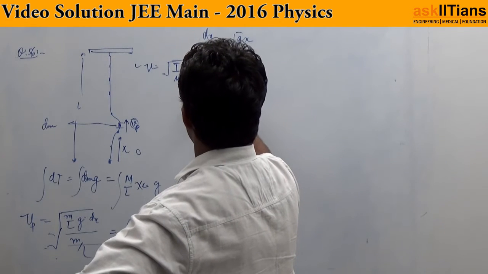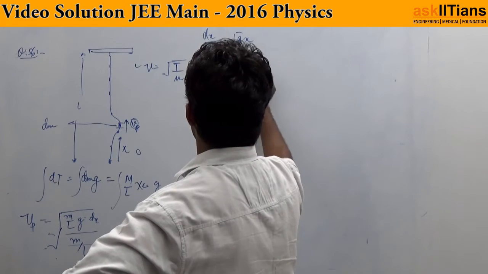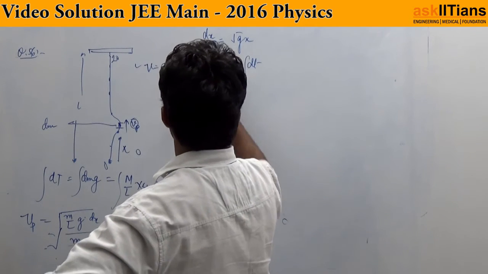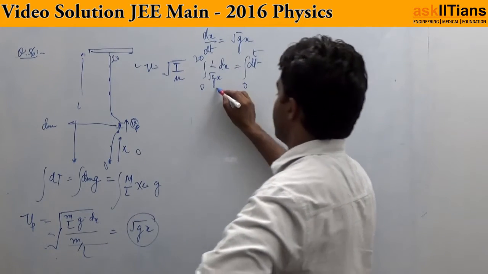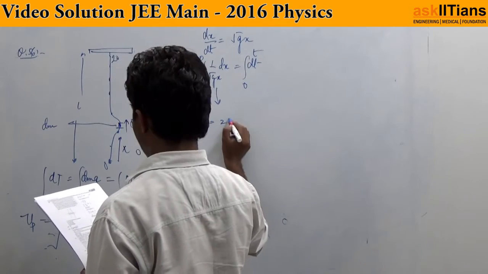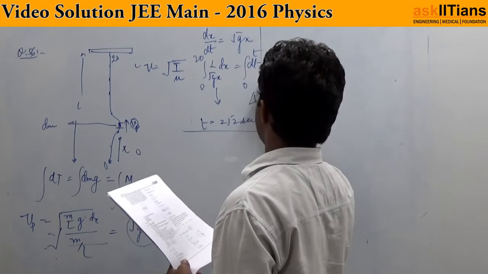So 1 upon under root of g x into dx is equal to dt, and the length goes from 0 to 20 meter, as given in the question. Integrating from 0 to time t, we get t is around 2 root 2 seconds. Hence option 4 is the correct choice.